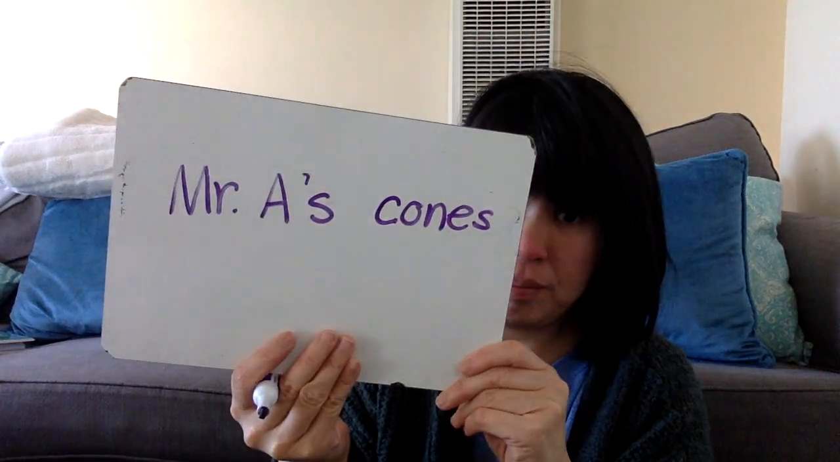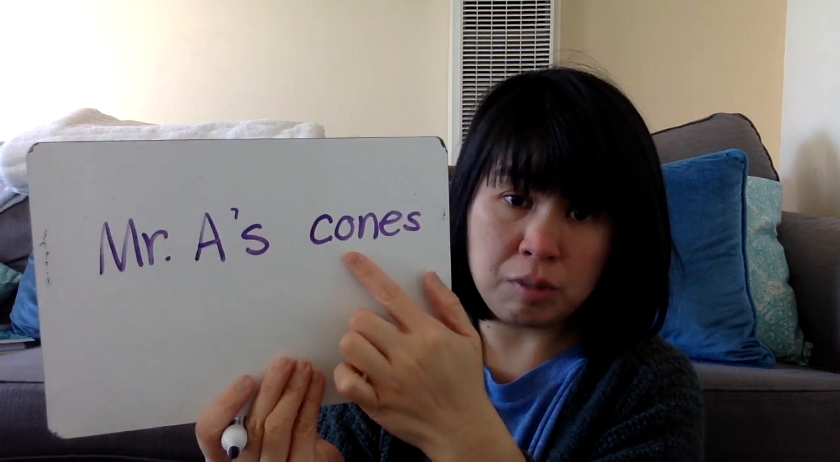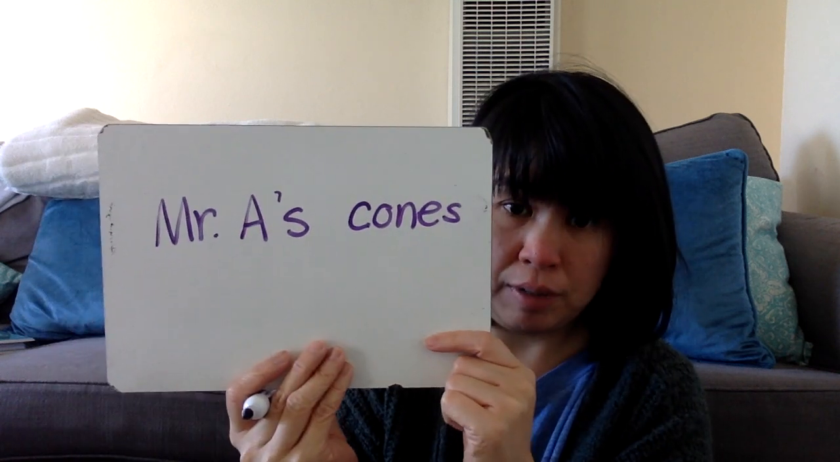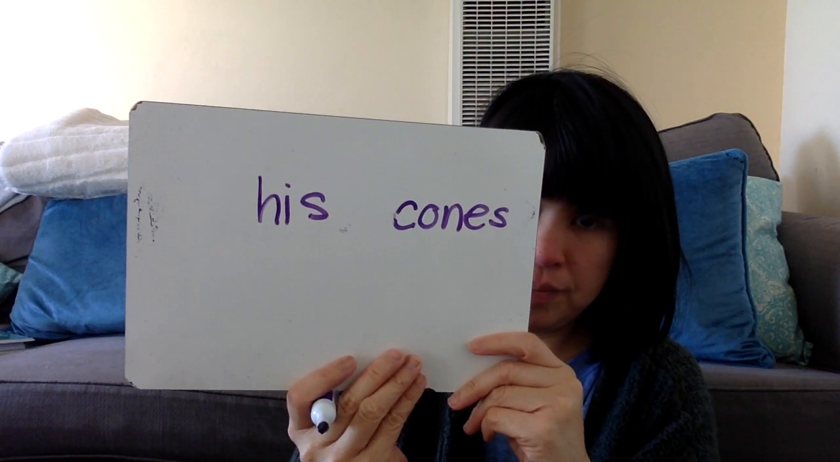Okay. If I was talking about Mr. A, Mr. A's cones, how do I change Mr. A to show me that this cone belongs to him? I want to make Mr. A into a possessive pronoun. How do I do that? These are his cones. Good job.